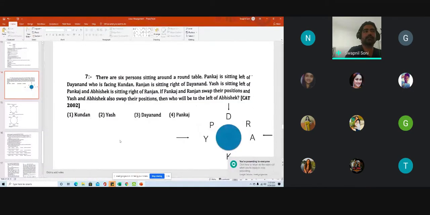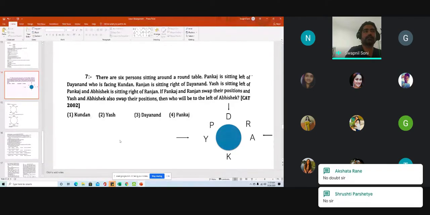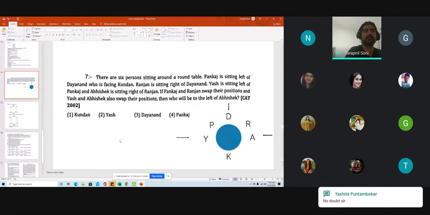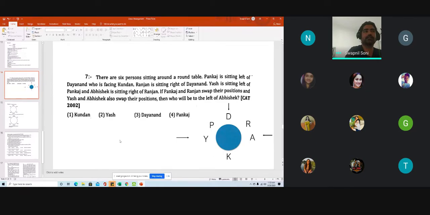So anybody over here who did not understand this setup? Anybody having any difficulty understanding the directions left and right? See, in this it is very important that you assume that everybody is looking at the center, so that it becomes easy for you to choose left and right. Okay, let's move ahead.